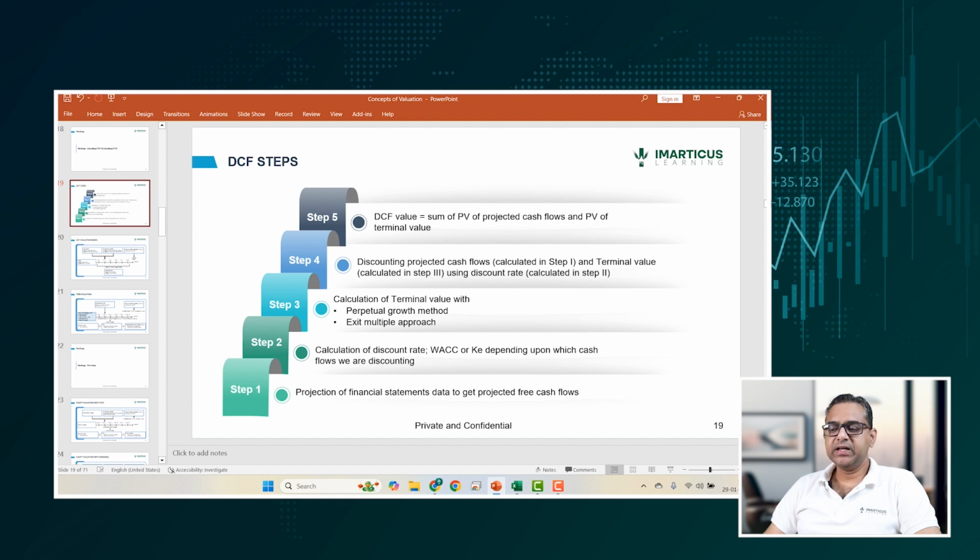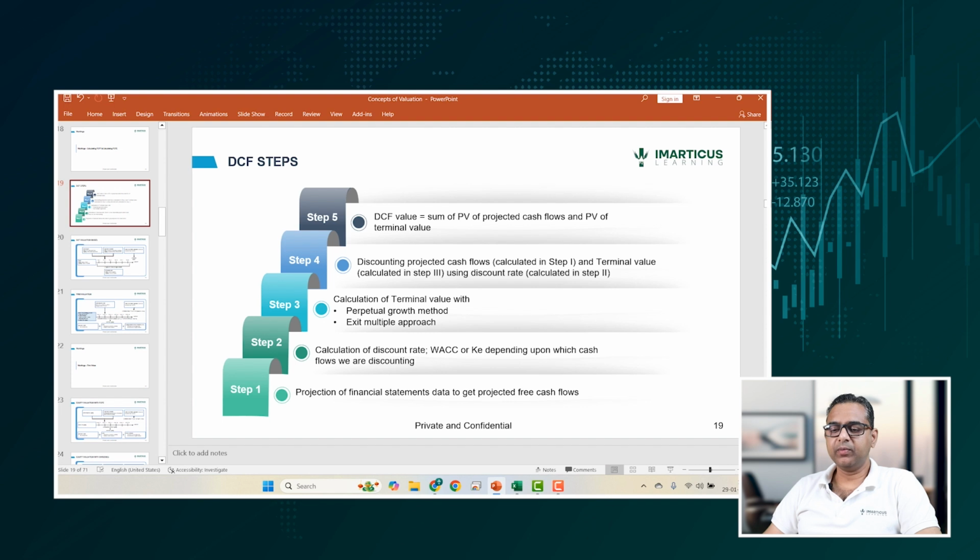Finally, step 5 is the DCF value, which is the sum of PV of projected cash flows and PV of terminal value. So all the projections we have done for the explicit forecast period, the sum of PV of all those values, and the terminal value which we got at the end of the explicit forecast period, the PV of that terminal value, we will add these two to get the total PV of all the cash flows, and that will become our DCF value. Okay, so we are going to do this.